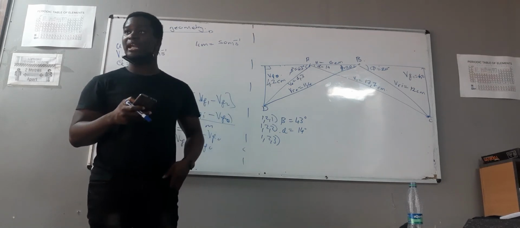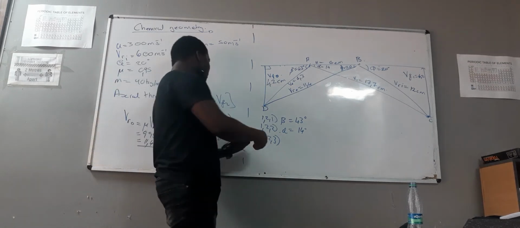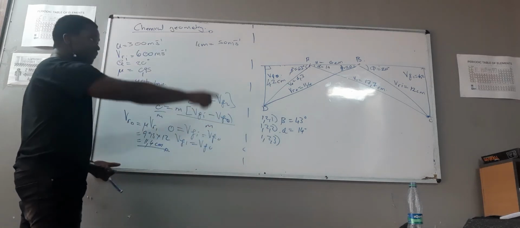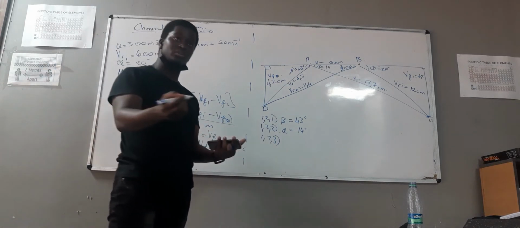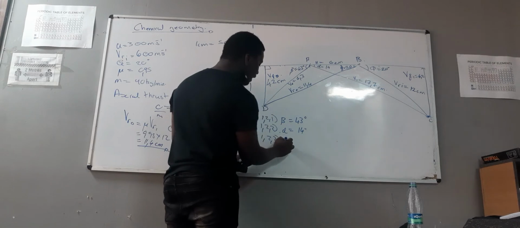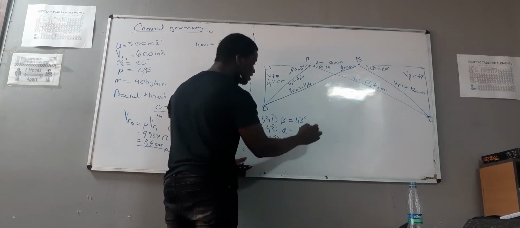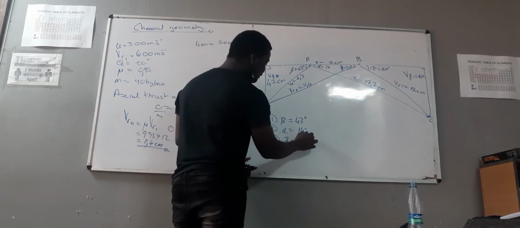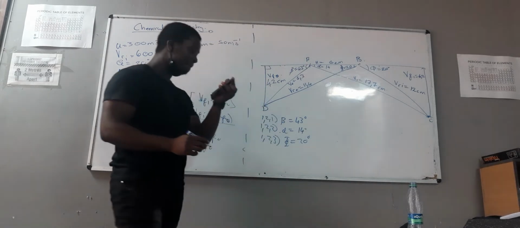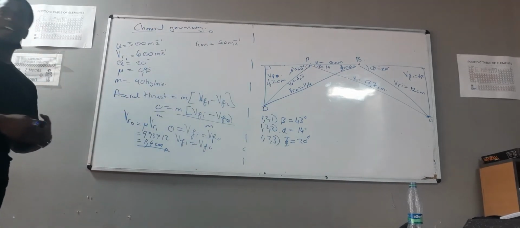For the exit blade angle, we don't really have to stress too much. Since there is no axial thrust developed, the angle is exactly the same. So that means, you say it is phi? Yes, our phi is 20 degrees.